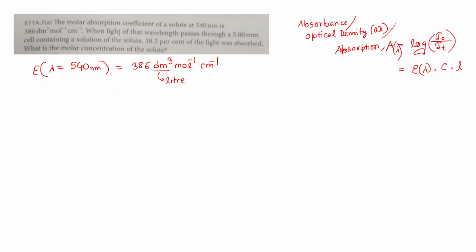Anyway, the question is, when light of that wavelength passes through a 5 millimeter cell, so your path length is given, right? So your L is 5.00 millimeter. Let us convert that to centimeter. That is 0.5 centimeter. Okay. Now your L is also given.